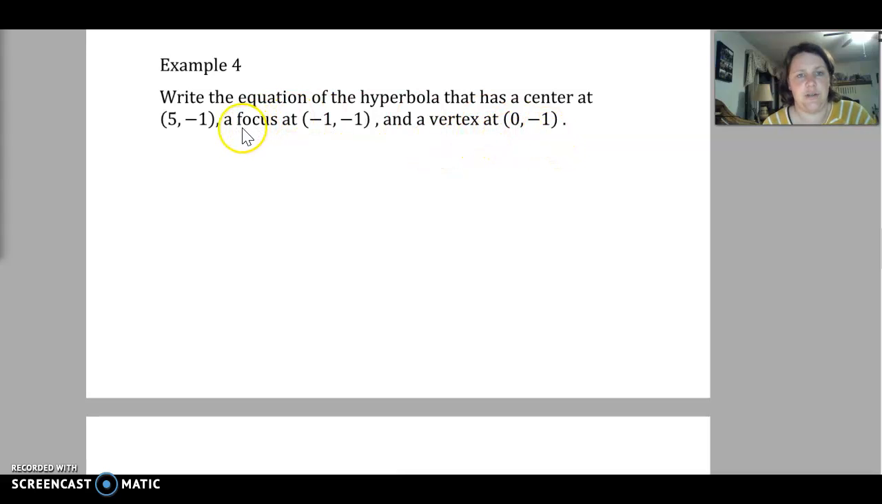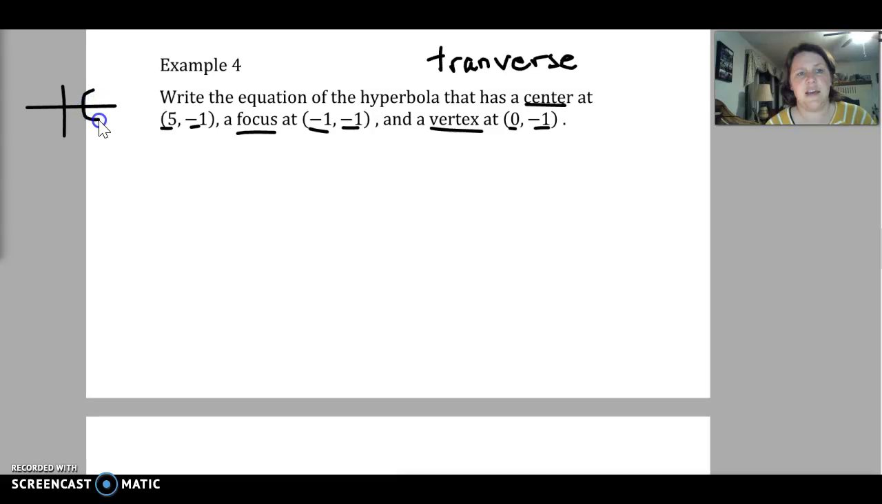So the first thing I want you to notice is that the values they're giving us, the center, the focus, and the vertex, all lie on that transverse axis. So what we want to do is look at these points very carefully. What is staying the same and which is changing? Well, in this case, the y value is always staying the same. The x value is always changing. The value that is always changing is the one that is going to come first. So if that x value is what's changing, I know it's not centered at (0, 0), but just for a rough estimate, that means that our hyperbola is opening left to right.